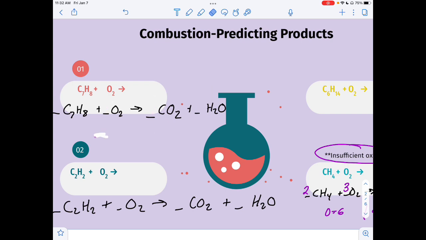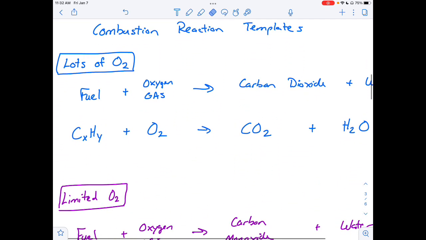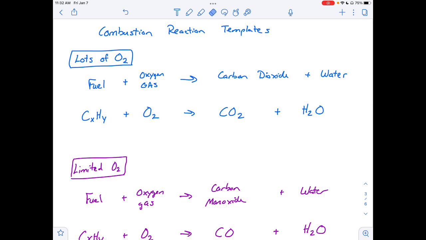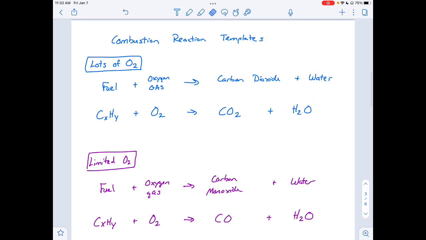All right, so I'm just going to reset this here. I'm going to walk through this in just a minute. The thing I wanted to point out, and I want you to write down in your notes today, there are two templates for any combustion reaction that we're going to be looking at. The first one is if there's plenty of oxygen gas. The second one is if you have a limited supply of oxygen gas. But the templates are very similar.